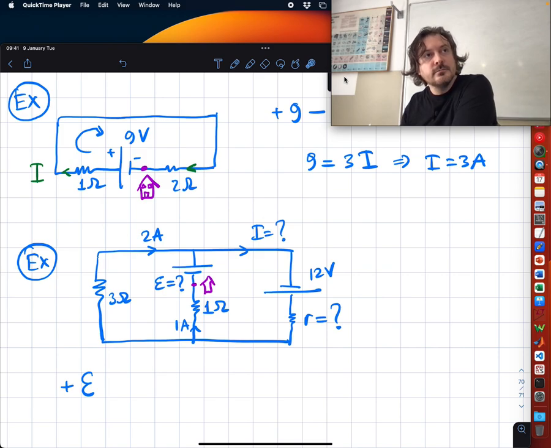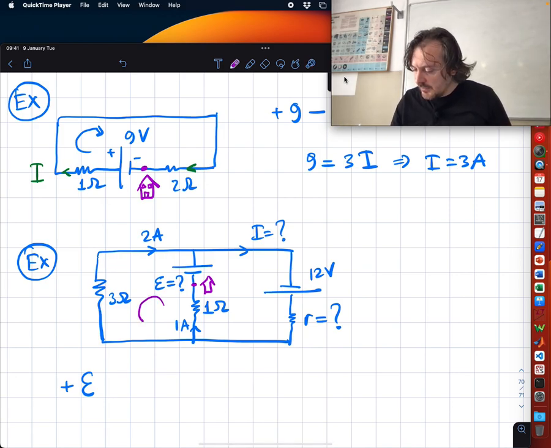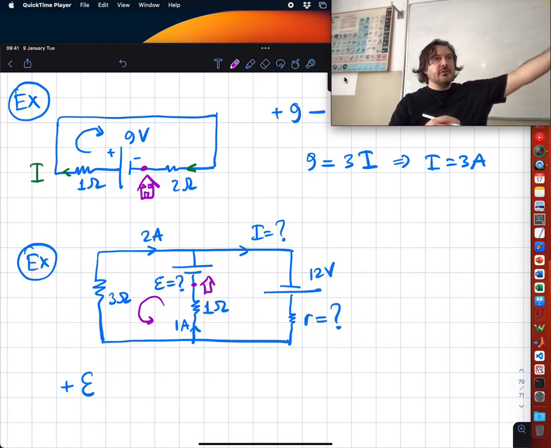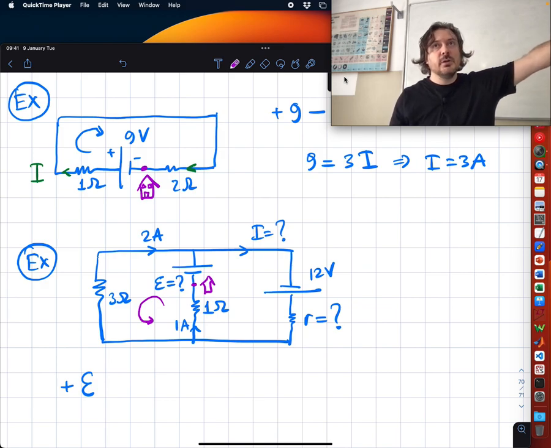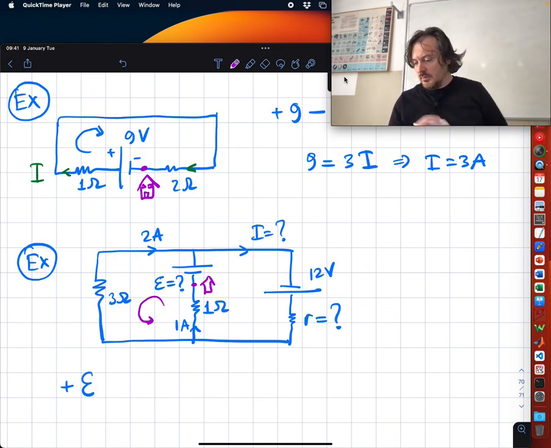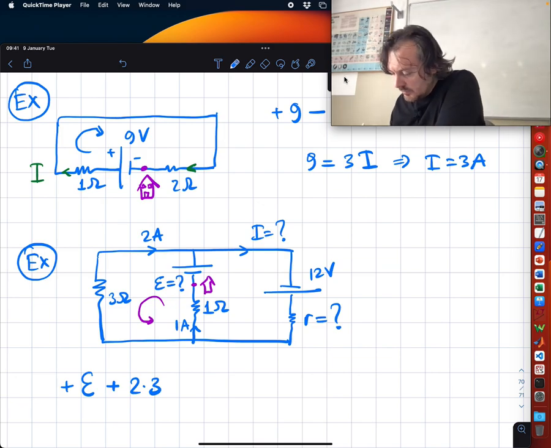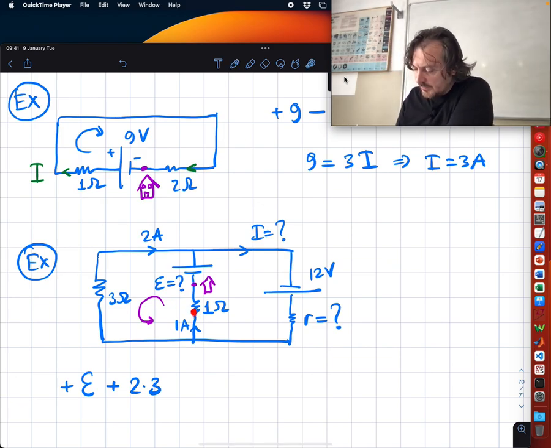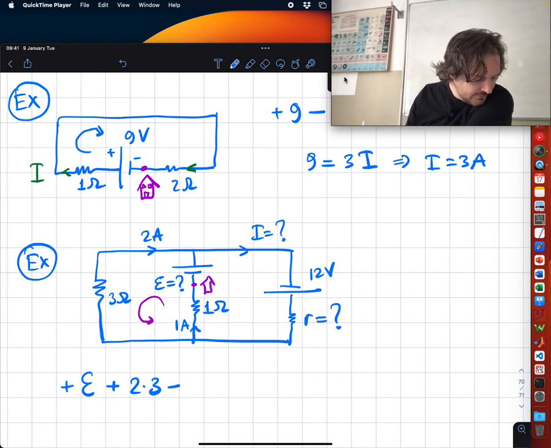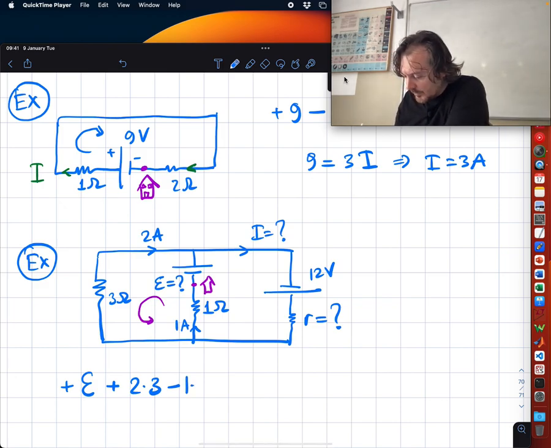Why plus? We are moving against the current. Yes. So we see a flow that comes towards us. So we are moving in this direction. And we see a river flowing towards us, which means that wherever we are going is higher than where we are. Do you see? So plus I times R, plus 2 times 3. Then we see another river going away from us, right? So minus 1 times 1.